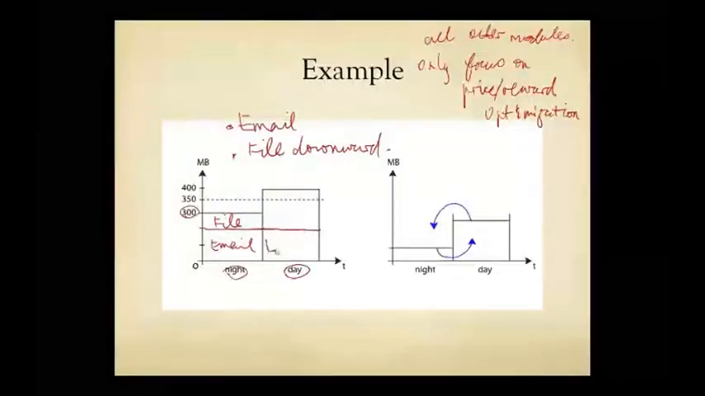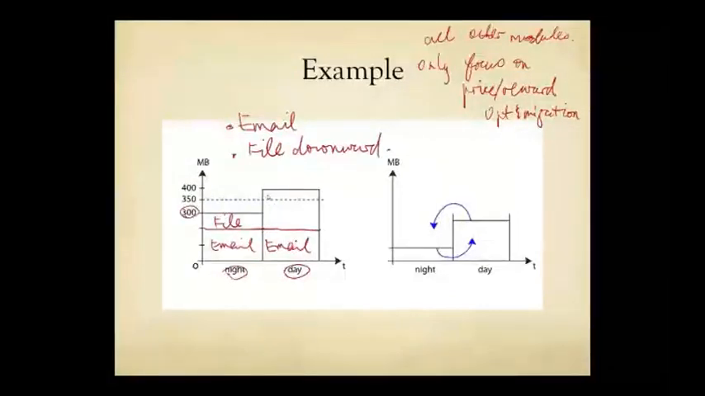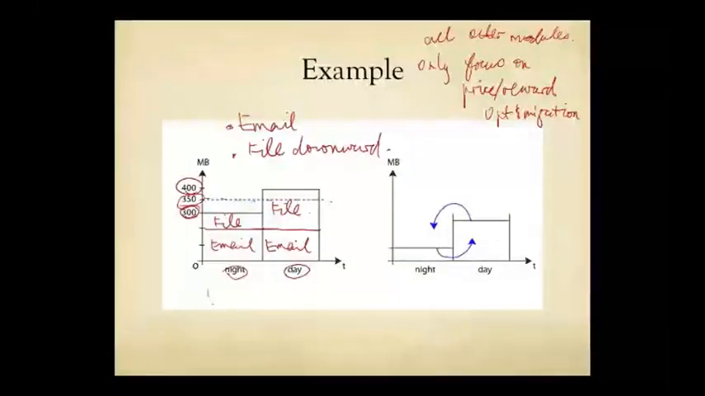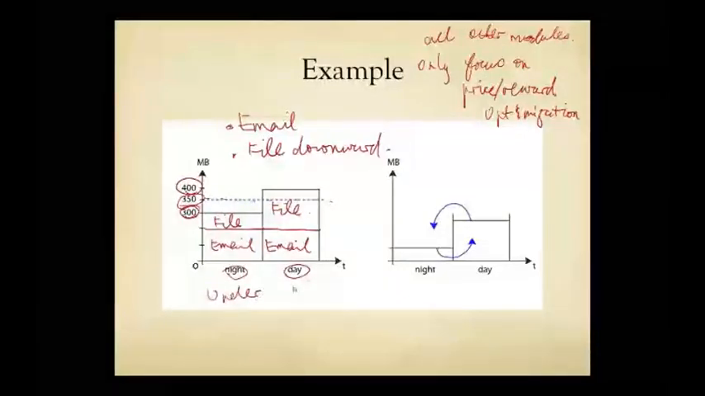And during the day, you also have 200 megabyte of email, and now, however, 200 instead of 100 megabyte of demand of file download. So during nighttime, you have a total of 300. During daytime, you have a total of 400. And let's say the current maximum capacity supported is 350, represented by the blue dotted line. Now, clearly, at nighttime, it is underutilized, and during daytime, it is overutilized.